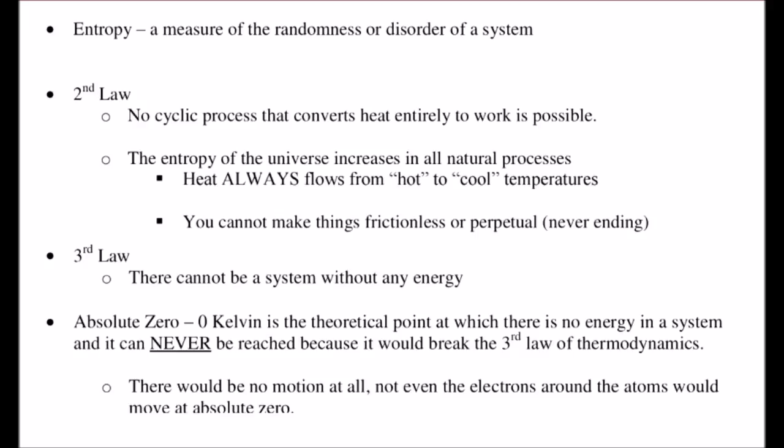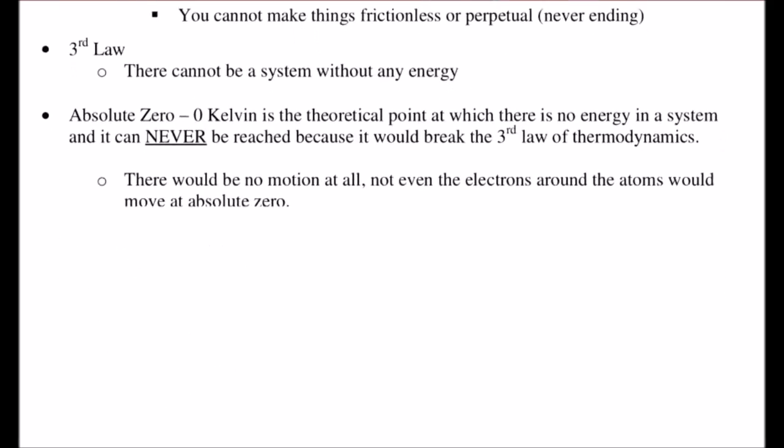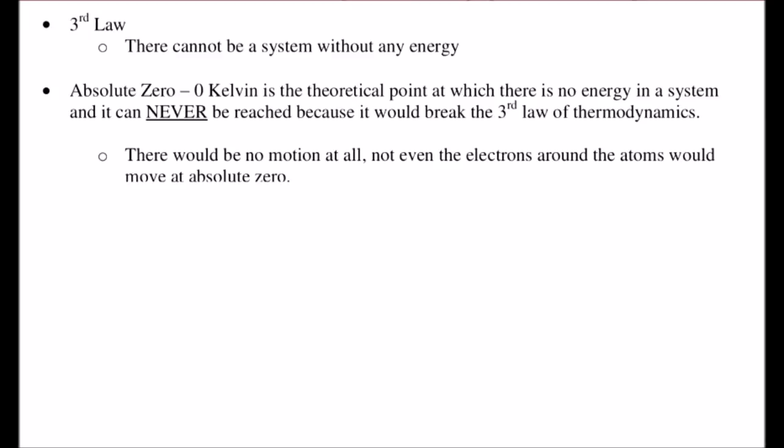All right. Finally, the third law: there cannot be a system without energy. It can be a system with a very, very, very small amount, but it can't be zero. You cannot have a system with zero energy. Absolute zero is the theoretical temperature on the Kelvin scale at which there is no energy. All energy would be removed from the system at that point, and there's no motion at all.